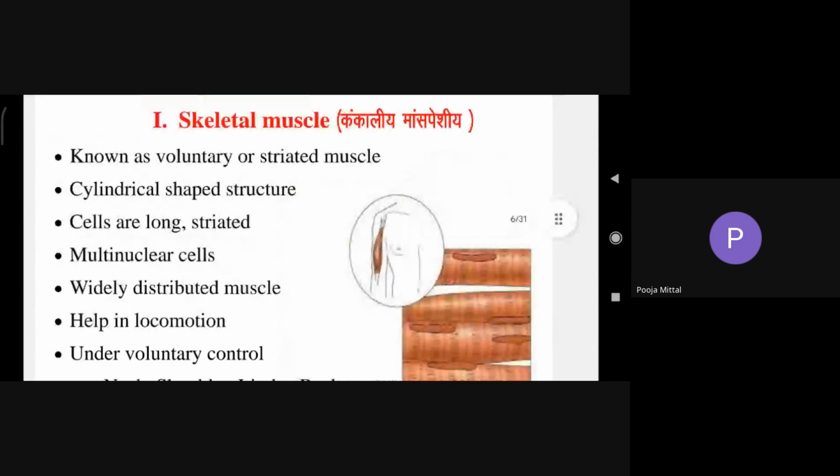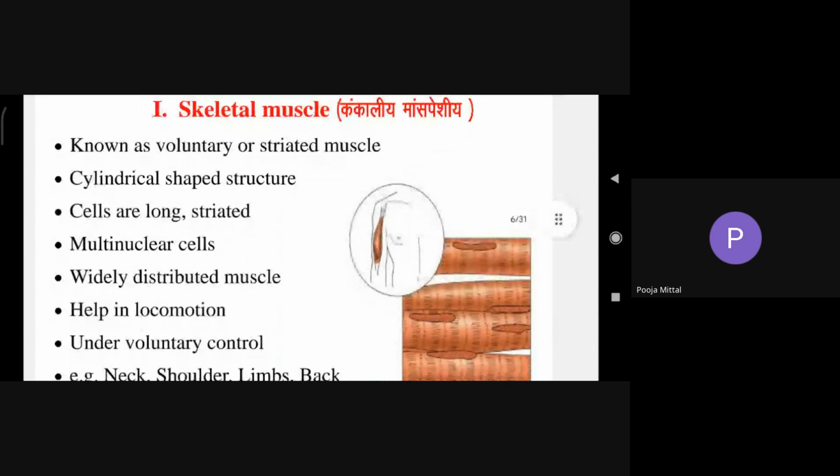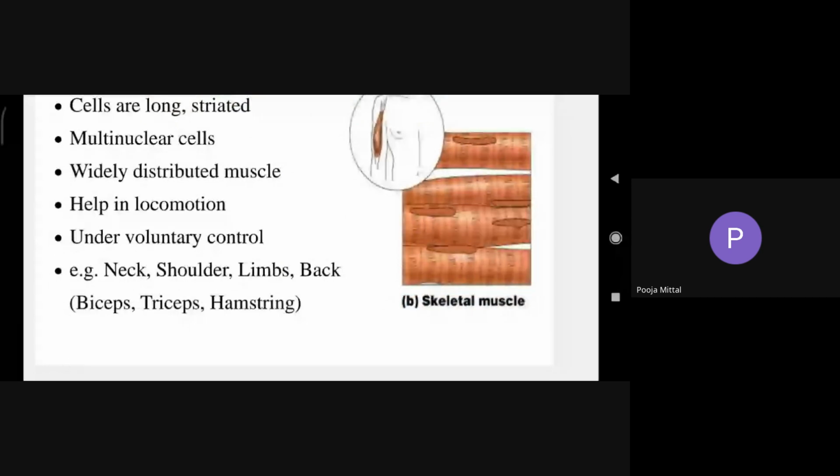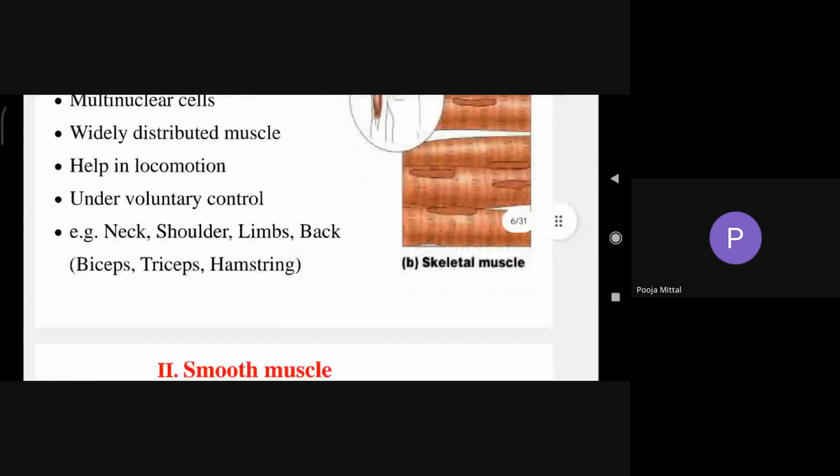Skeletal muscles are voluntary and striated muscles. They are cylindrical in shape and structure. Cells are long and striated. They are multinucleated cells, meaning many nuclei are present in a single muscle fiber. They help in locomotion, which means movement or displacement of our body, and they work under voluntary control.